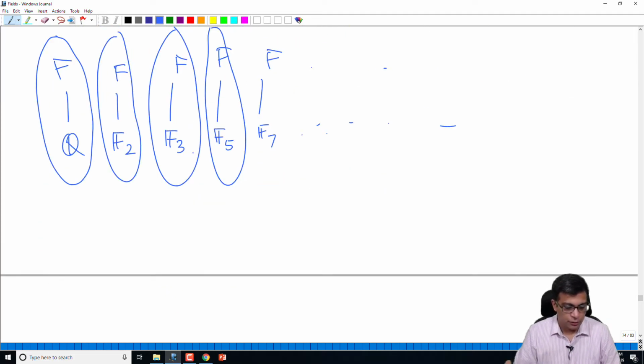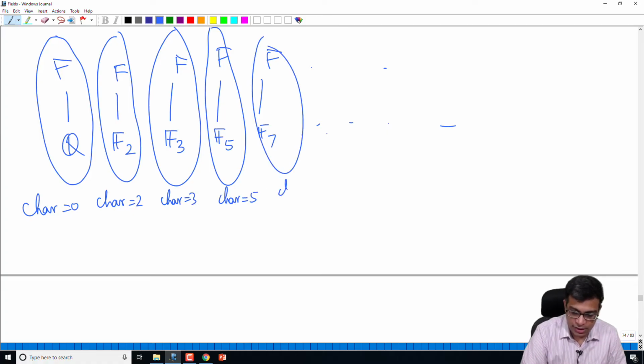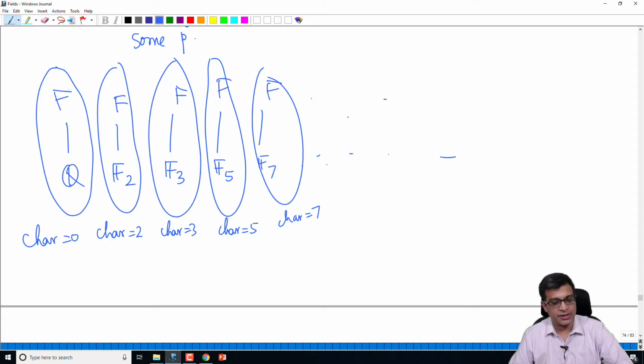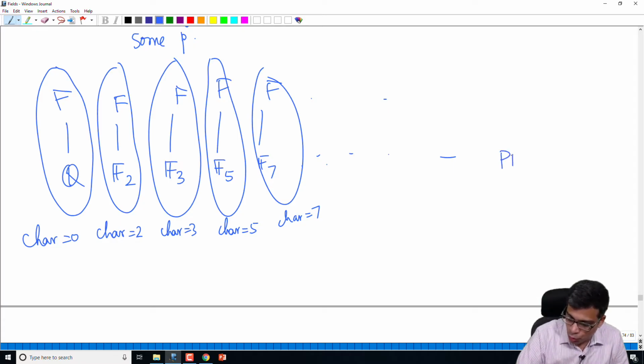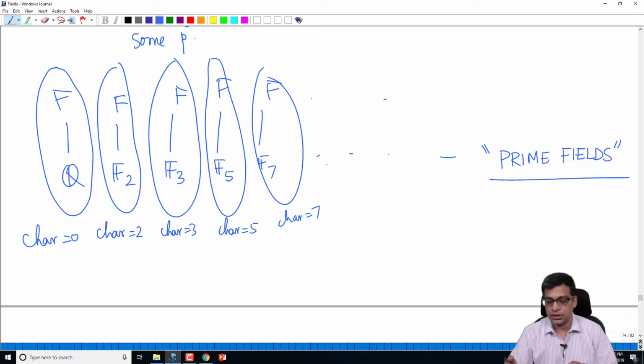In this case, we say the characteristic is 0. In this case, characteristic is 2. In this case, characteristic is 3, then 5, then 7 and so on. So characteristic 0 fields are all living above Q. Characteristic 2 fields are all living above F2 and so on. So these bottom things are called prime fields. Prime fields are those that are at the base of every field.